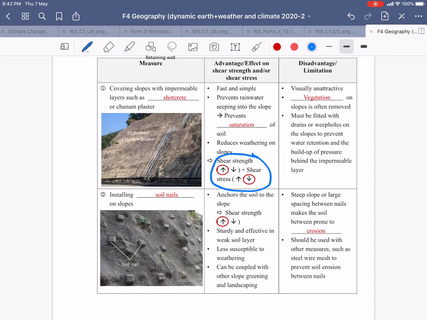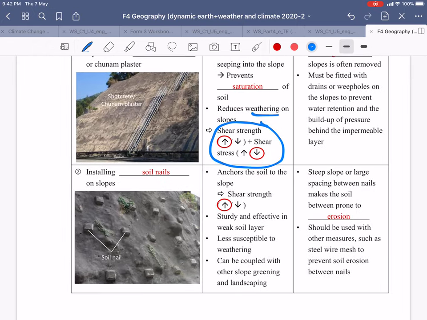You can see this, most of the hard measures are fast and simple, preventing rainwater from seeping into the slope, okay? And then it can reduce the shear stress and increase the shear strength, because it can reduce the weathering of the slope, okay? What are the disadvantages? It is unattractive. Vegetation is often removed, and we have to work together with the weep holes, okay? And also the drains, in order to reduce the water pressure inside the slope, okay?